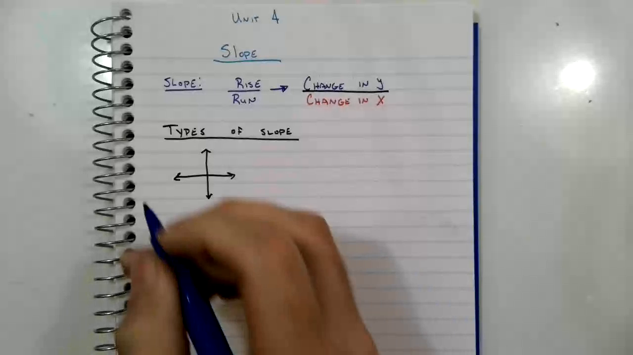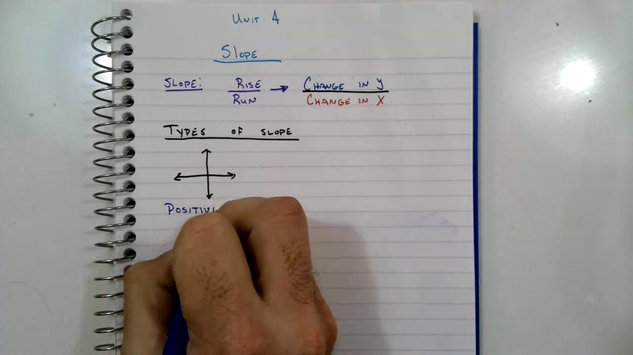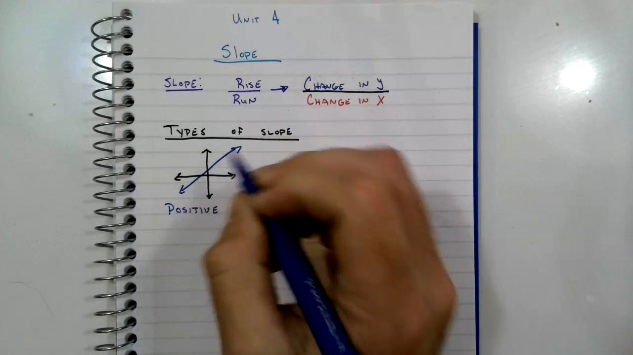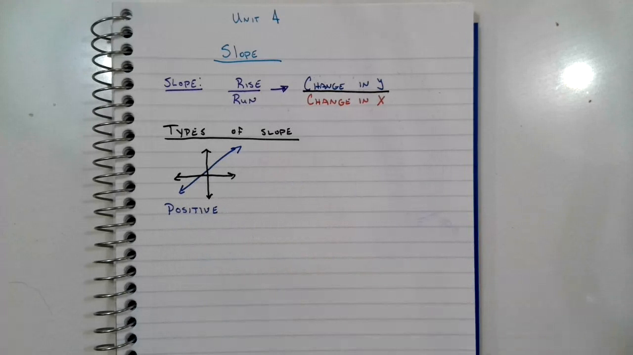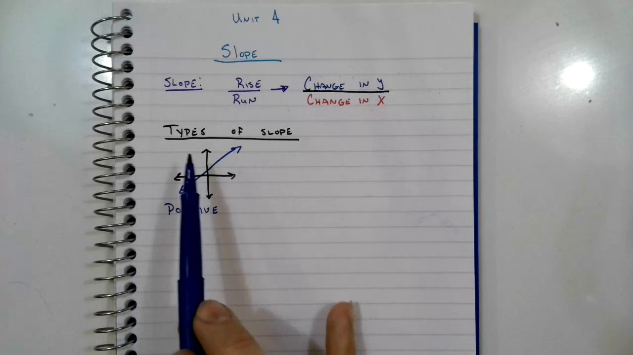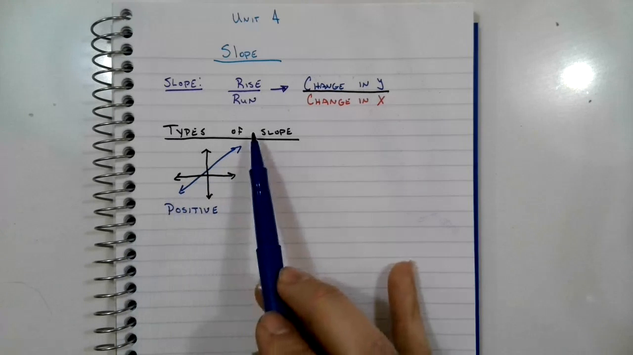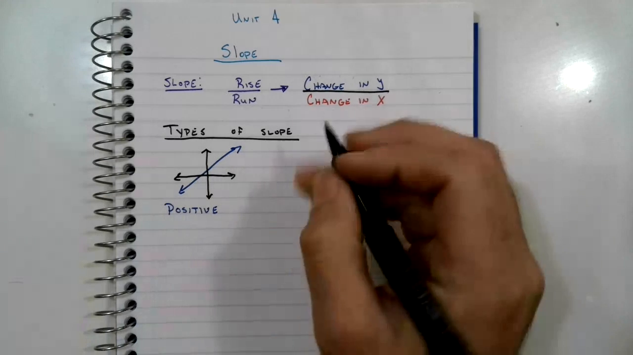So the first type of slope is a positive slope. With a positive slope, our line is going up from left to right. Because you read math, you read graphs, just like you read a book, left to right, top to bottom. So read left to right. The slope is going up from left to right, so it has a positive slope.